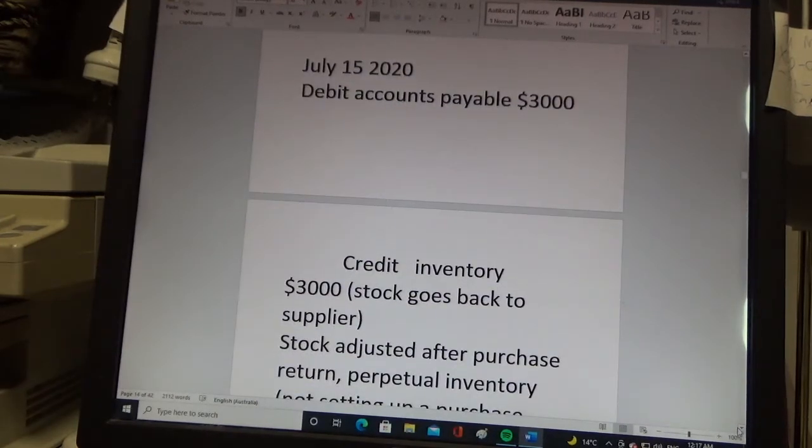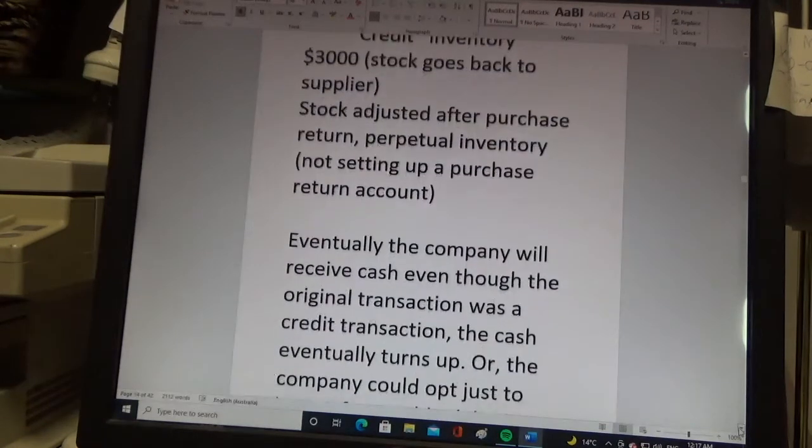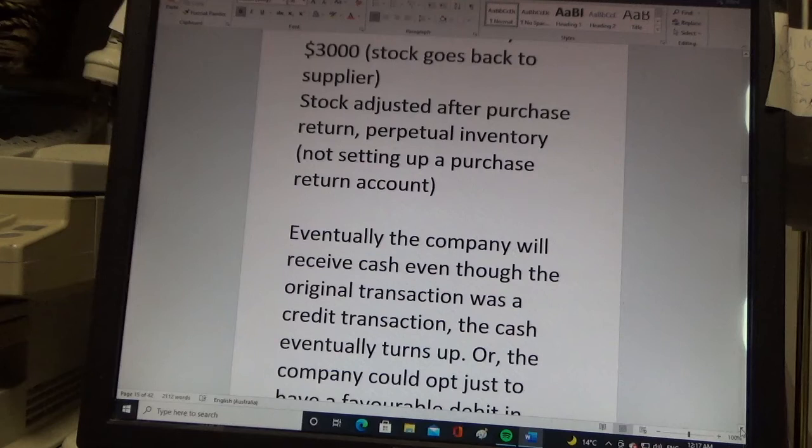And also, I'm just writing the example again. If they don't want to opt to set up a purchase return account, debit accounts payable $3,000, credit inventory. The stock goes back to the supplier. And I'm talking about a perpetual inventory system where the computer counts the stock, not periodic, where you manually count the stock.